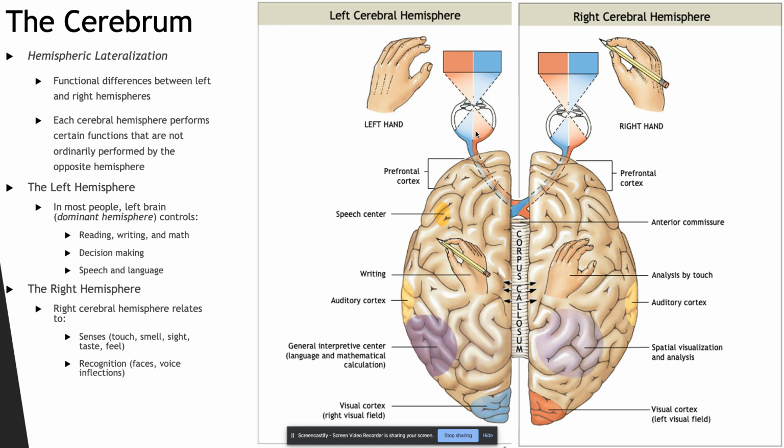The right cerebral hemisphere analyzes sensory information and relates the body to the sensory environment. Interpretive centers in this hemisphere permit you to identify familiar objects by touch, smell, sight, taste, or feel. For example, the right hemisphere plays a dominant role in recognizing faces and understanding three-dimensional relationships.